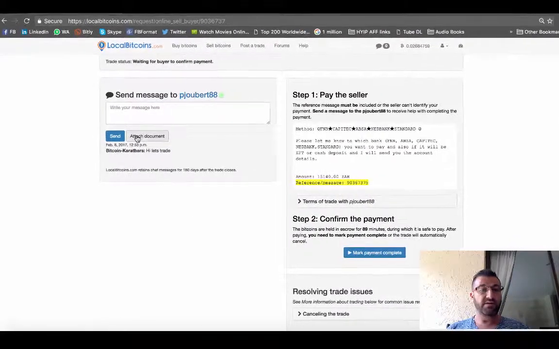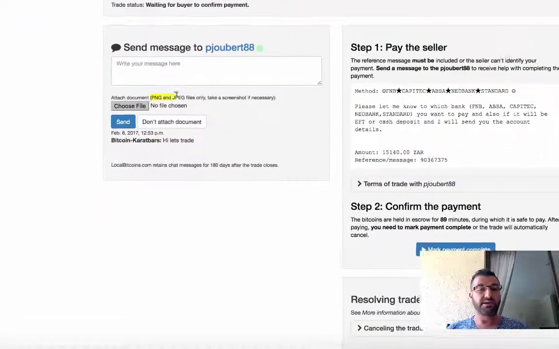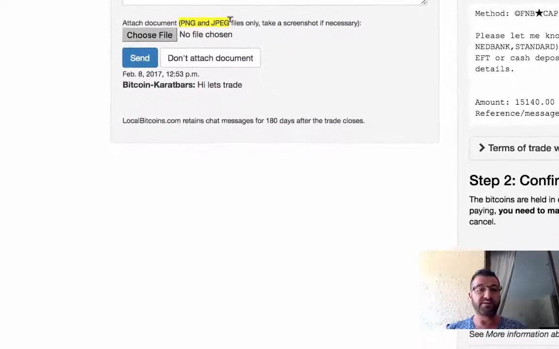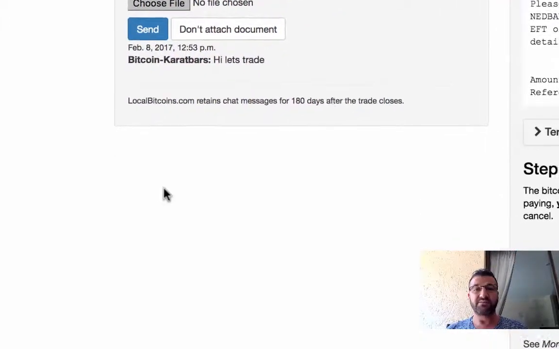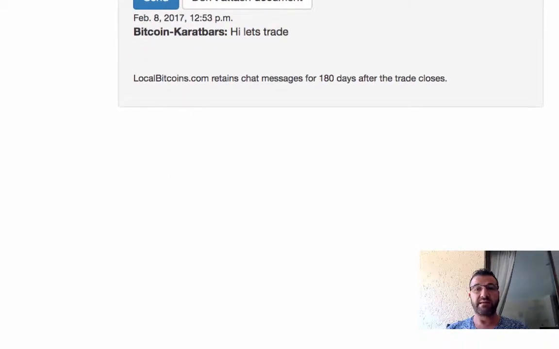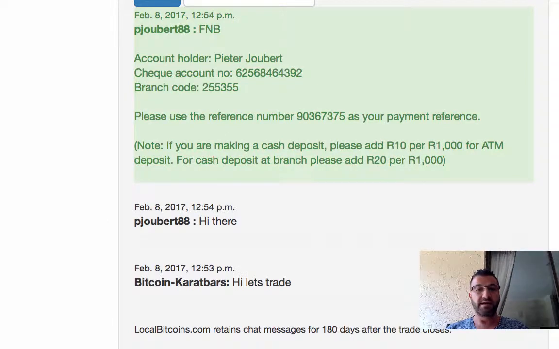And then obviously you'd attach the proof of payment over here. Please note that it's only JPEGs and PNGs that it accepts, so no PDFs. And once he's received the funds, he will then release the Bitcoin into your wallet, and obviously the coins will then reflect in your wallet address.